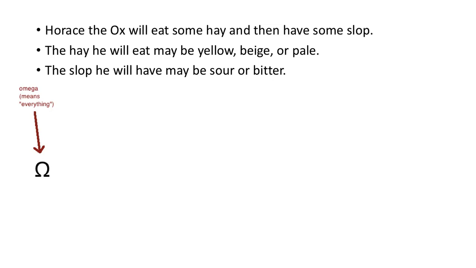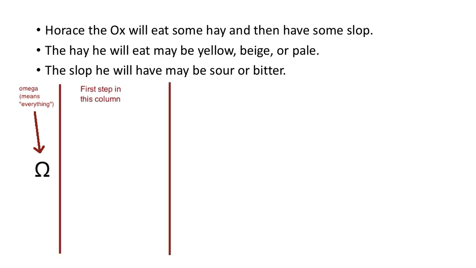Once you've got that symbol written down, the next thing you do is grow some branches out of it for the first step in the experiment. And remember, we put each step in a column. You wouldn't draw in these lines for the column; this is just to help you out while you're learning tree diagrams. The first step in this experiment for Horace is him eating the hay. So we want to include all the possibilities for eating the hay in this first column. And we saw that he can be eating yellow hay, beige hay, or pale hay. So each of these three possibilities for what could happen in that first step of the experiment shows up in this column here. They're branching out from the beginning. These are all outcomes from that first step.